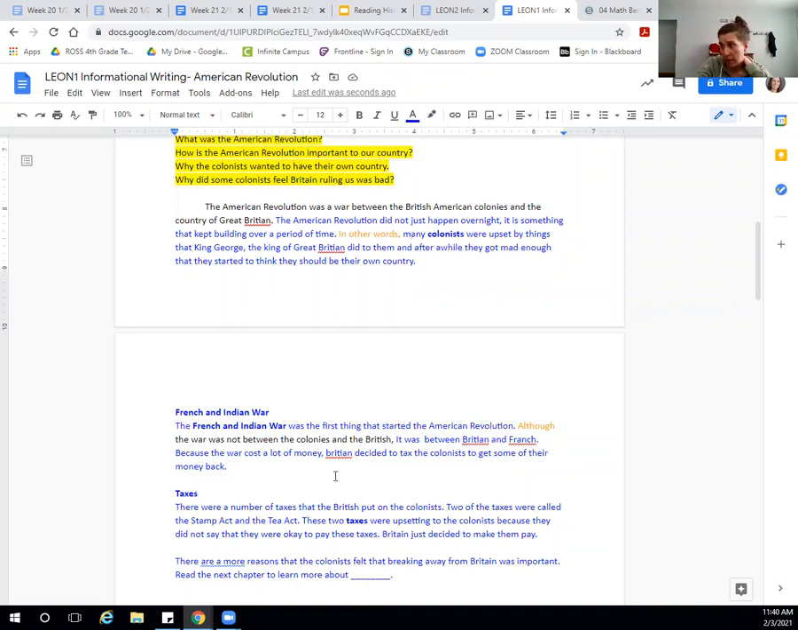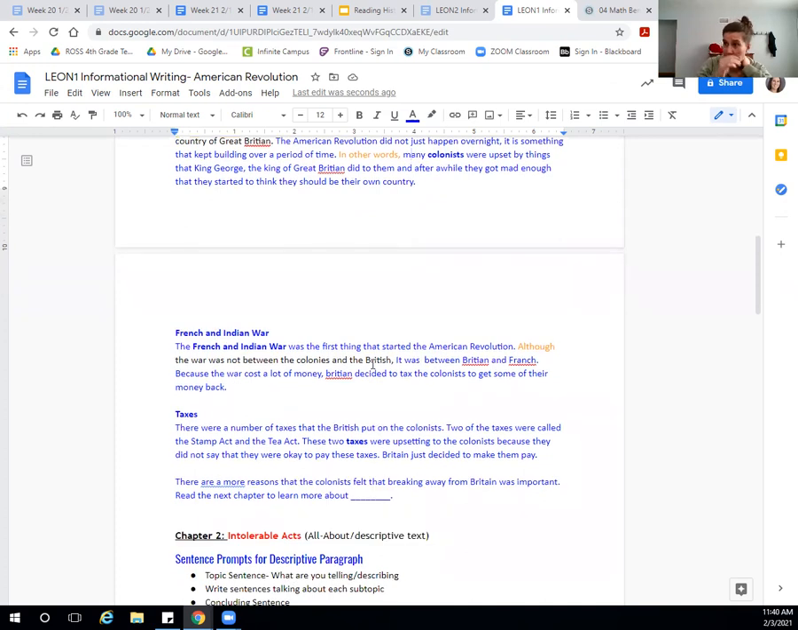So I added this. I also came down here and started reading, and I noticed, again, some transitional words and phrases needed to be added in here. It starts with the French and Indian War was the first thing that started the American Revolution. I used the word although, and then I added brand new text. The war was not between the colonies and the British, because that can be confusing. So I wanted to elaborate. It was between Britain and French. So I am adding these transitional words. I'm making sure that I'm adding them in orange because I want those to stand out. I would encourage you to do the same.